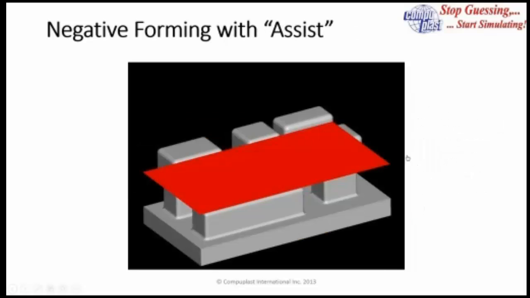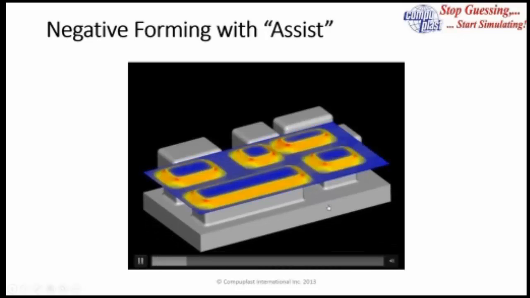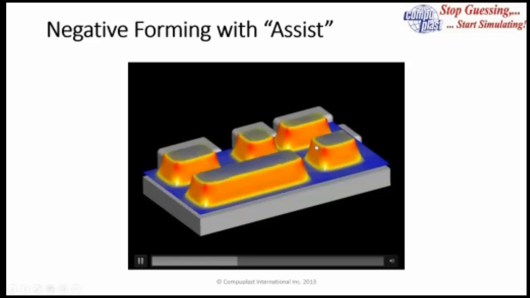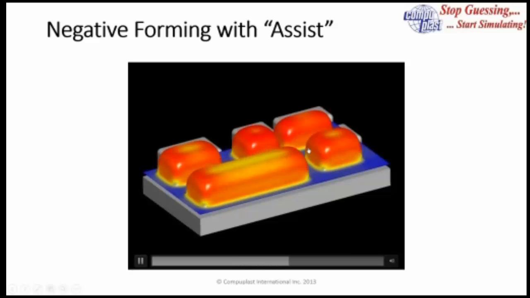So here is negative forming with assist. Again, the assist is underneath. These sections here are cavities, and you'll see now when I start the animation what's happening. The assist pushes the material up into the cavities, and then the vacuum comes on and completes the forming.